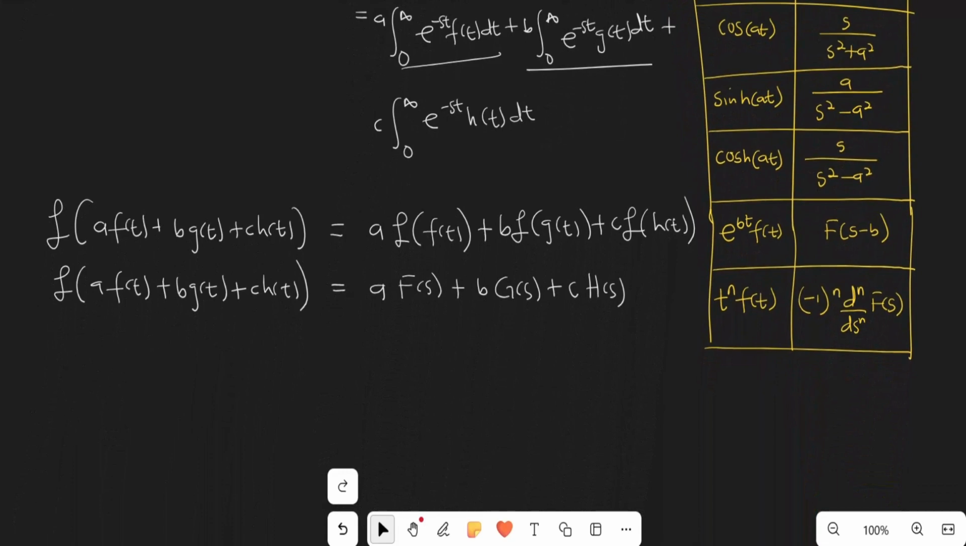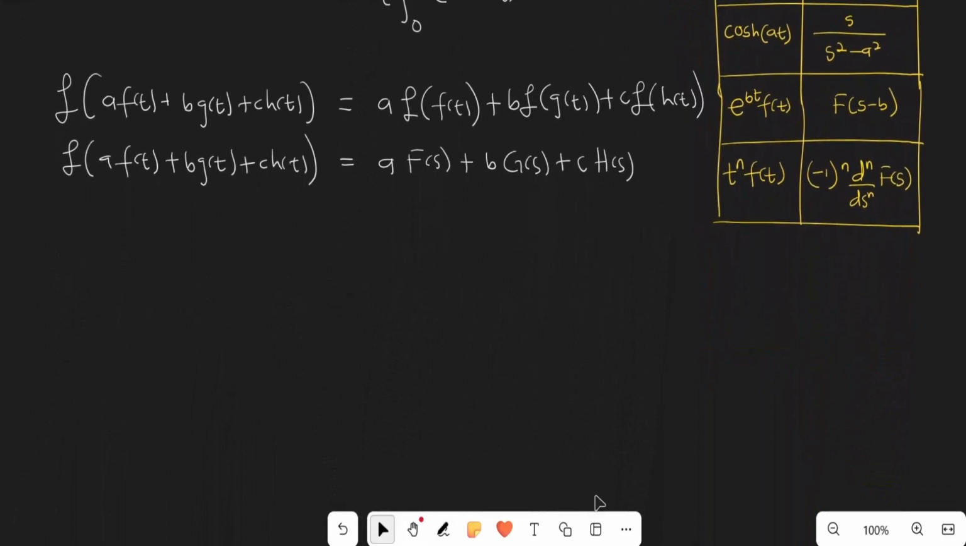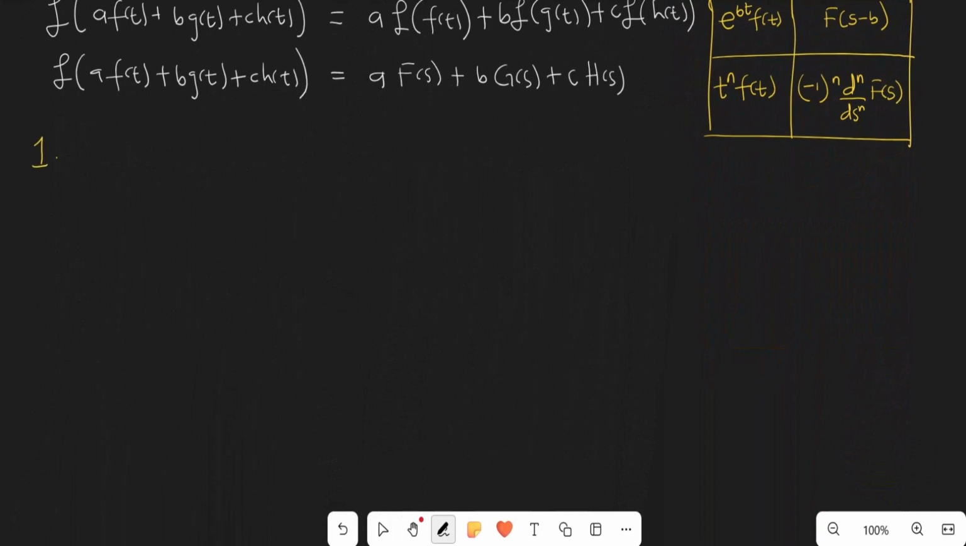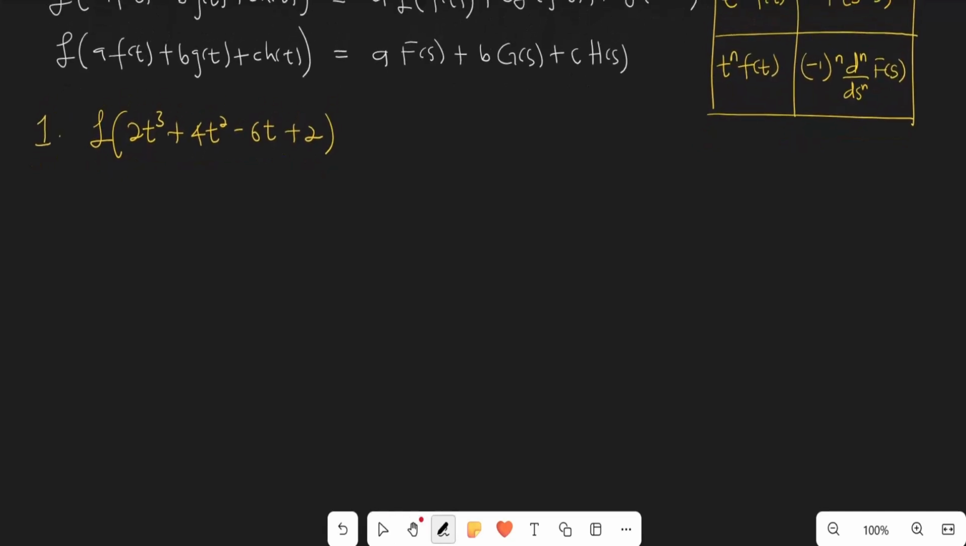So let's start with the first one, why not? So this is number 1. We are going to find the Laplace transform of 2t to the third plus 4t squared minus 6t plus 2. So using the property, we are going to have the Laplace transform of 2 times t to the third plus 4 times the Laplace transform of t to the second minus 6 times the Laplace transform of t plus the Laplace transform of 2.